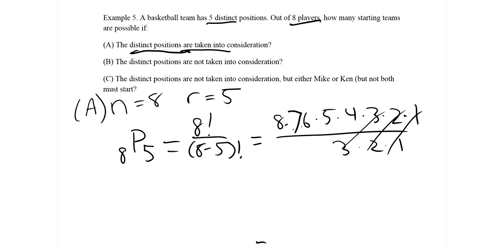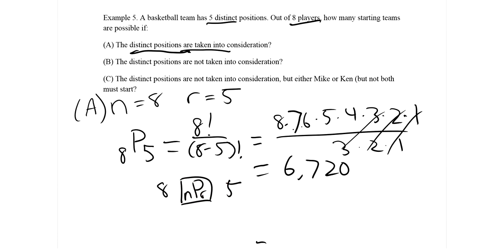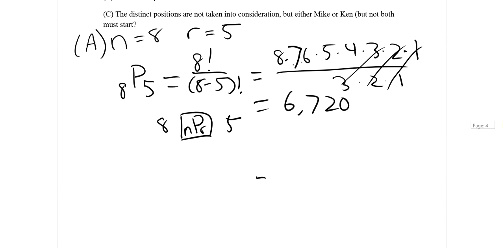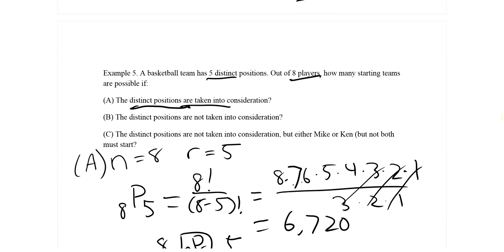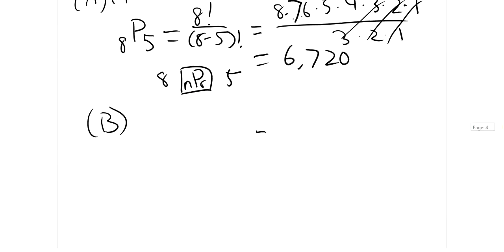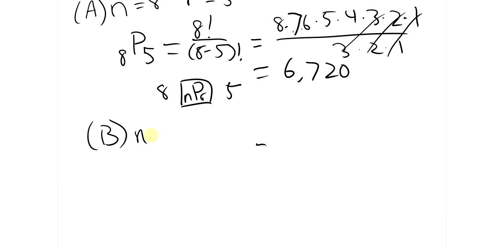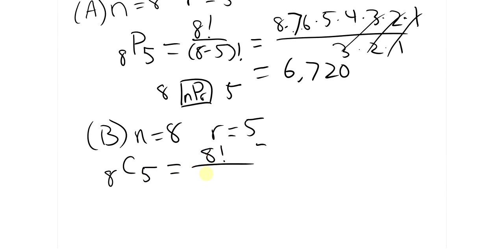And that turns out to be 6,720. On your calculator, that is 8, your button for nPr, 5, and you should get the same answer, 6,720. Part B. Scroll back up actually. The distinct positions are not taken into consideration. But here we're still choosing 5 people from the 8, so our total n is still 8, and we're still choosing 5. The only difference is now it's a combination. So 8C5. So it'll be 8 factorial over 8 minus 5 factorial times 5 factorial.